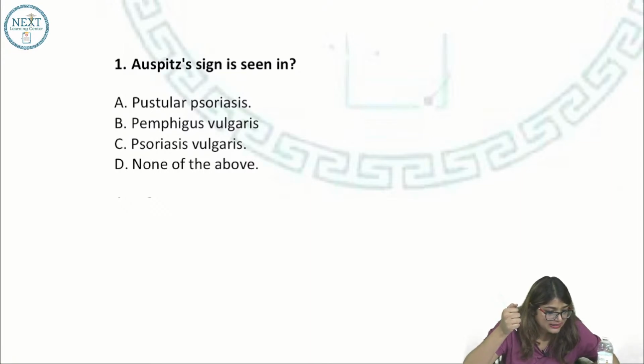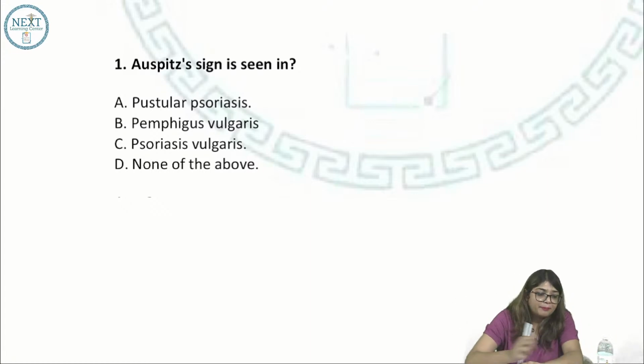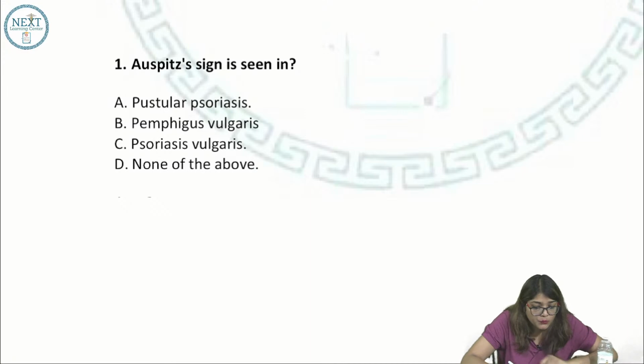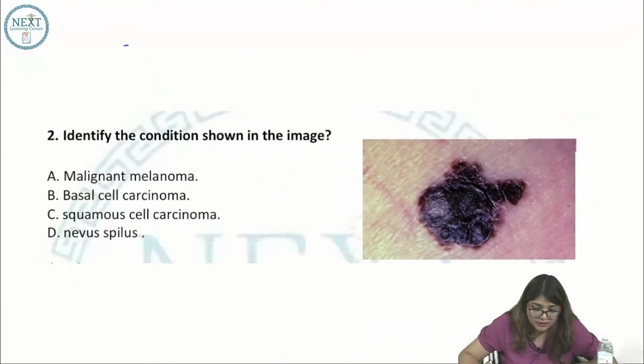Yeah, what is the answer for this? Auspitz sign is seen in. You remember the pinpoint bleeding? I showed you the image also. Yes, that is psoriasis vulgaris. Very good. What about this one?